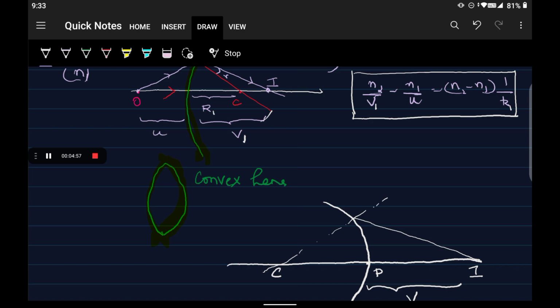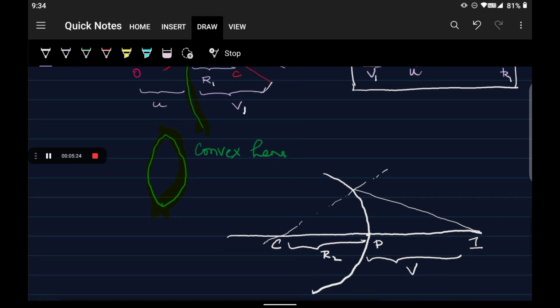Because I am going to take here R1, the radius of curvature for the first refracting surface, and this will be R2, the radius of curvature for the second refracting surface. Now what is the other idea that I am going to implement here? U is the object distance, and V1 is the image distance for the first refracting surface. This image distance will be another object distance; this virtual image will act like an object for the second refracting surface.